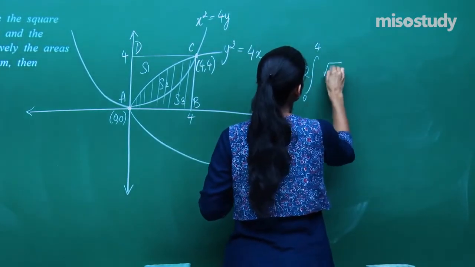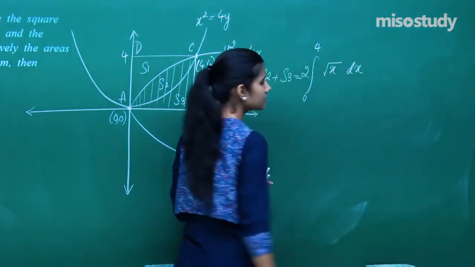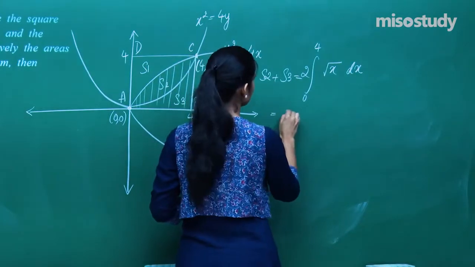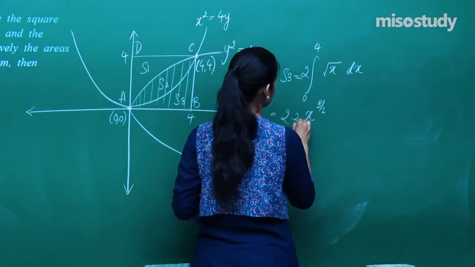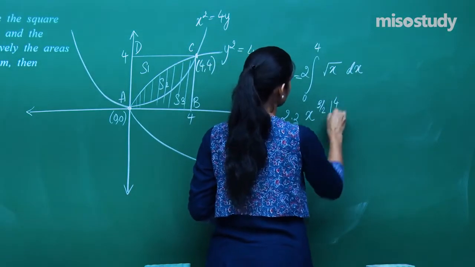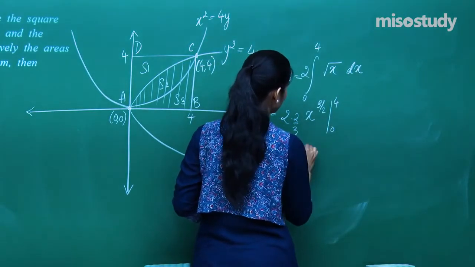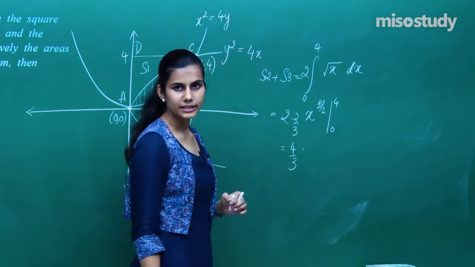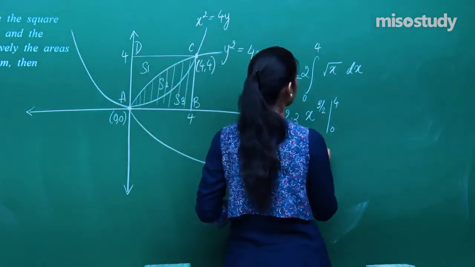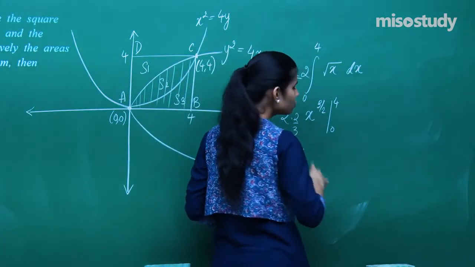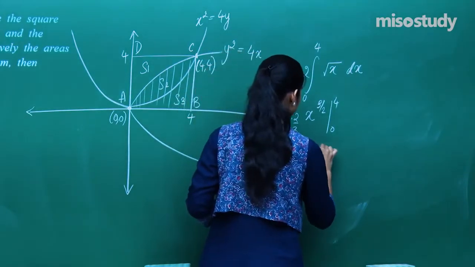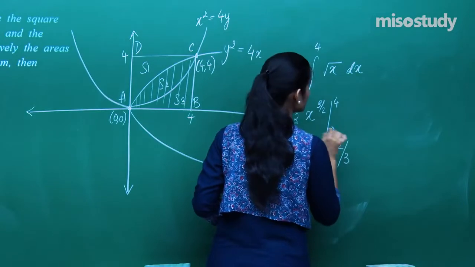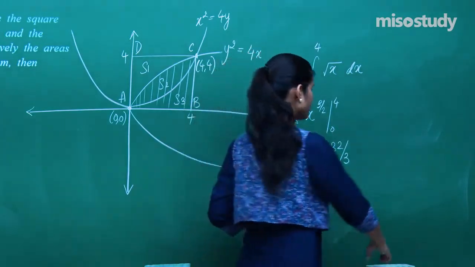Root 4 is 2. This is root x dx. Which is what? Twice of x to the power 3 by 2 into 2 by 3. This is from 0 to 4. So this becomes 4 by 3 into 4 to the power 3 by 2. Now 4 to the power 3 by 2 becomes 2 square into 3 by 2, which is 2 cube, which is 8. So this is 32 by 3 square units. That is S2 plus S3.